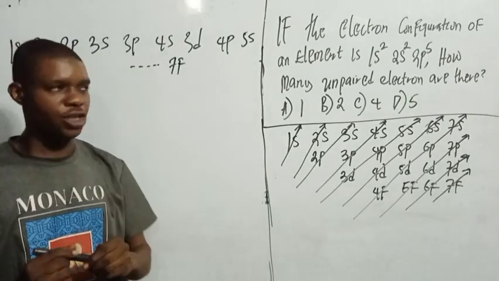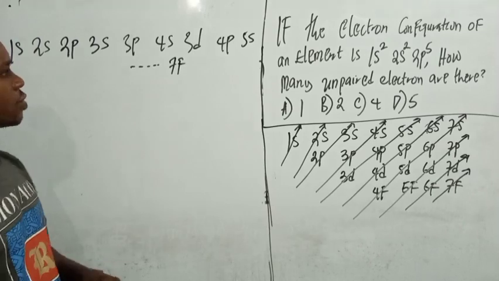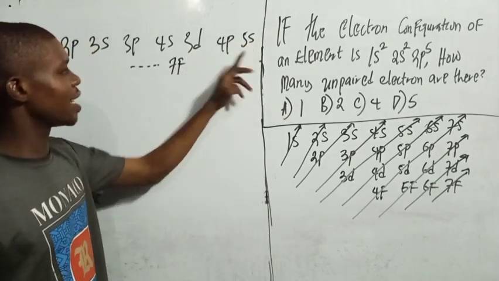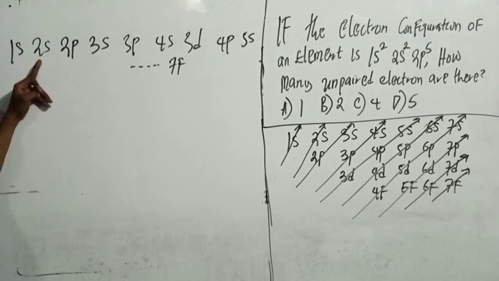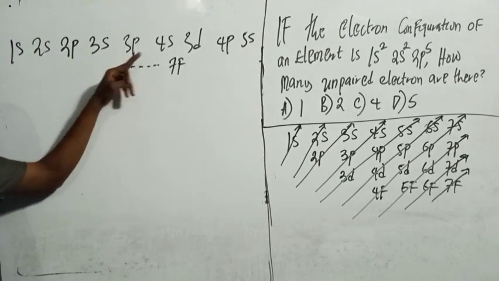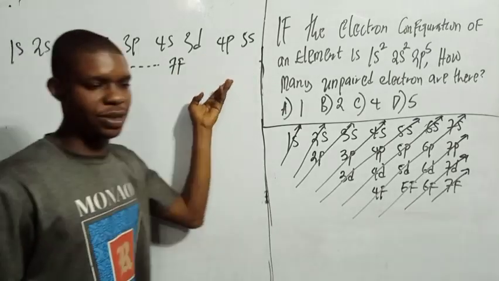But at this stage, you hardly get to this point here. So this is what I want to use. Most times I want to use 1s, 2s, 2p, 3s, 3p, 4s, 3d, 4p, 5s. We may stop at this point here.